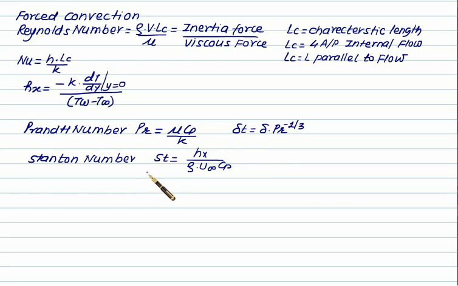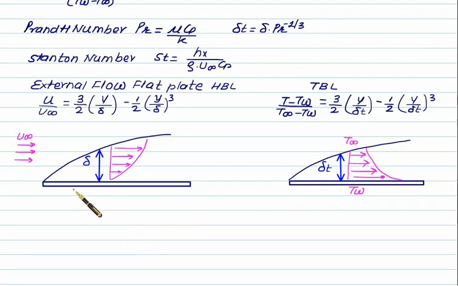Stanton number is given by the local heat transfer coefficient hx divided by density multiplied by U infinity multiplied by Cp. Whenever the flow is taking place over a flat plate, there is a development of a hydrodynamic boundary layer, and the hydrodynamic boundary layer thickness is equal to delta. U infinity is called the free stream velocity, and the flow can be modeled as U upon U infinity equal to 3 by 2 y by delta minus 1 by 2 (y by delta) cubed.